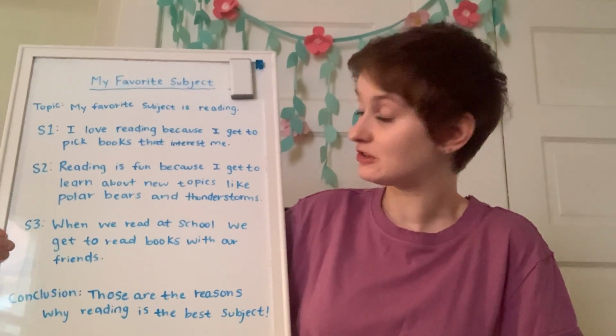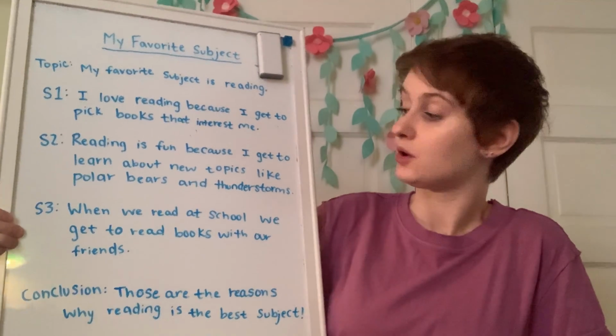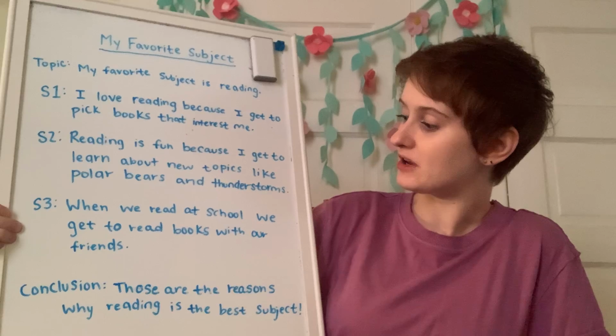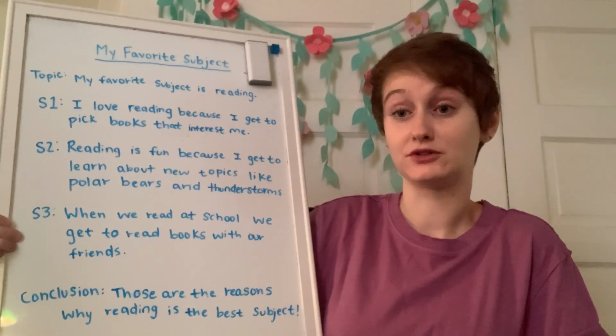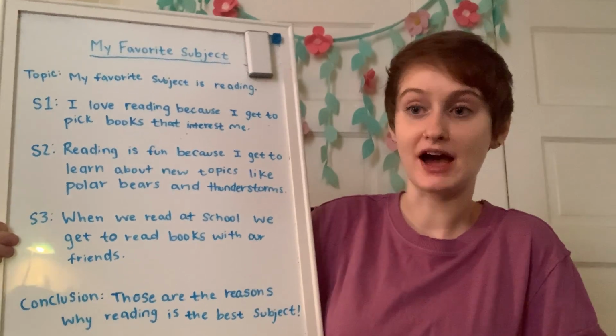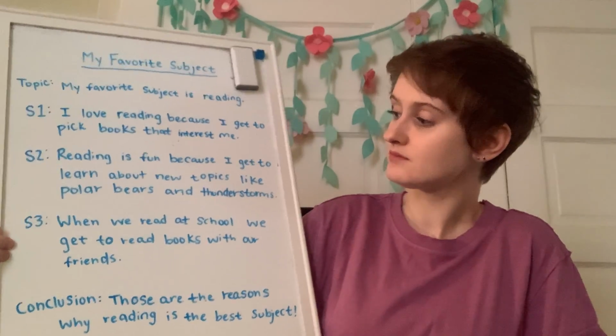So I decided to elaborate on one more thing that I like about reading. I wrote, when we read at school, we get to read books with our friends. That's another detail about why I love to read. So I went ahead and made that my third supporting sentence in my paragraph.